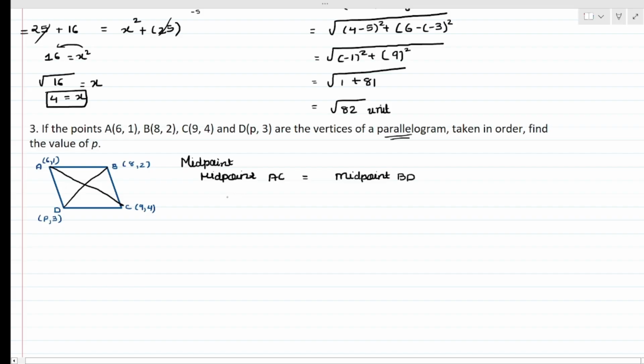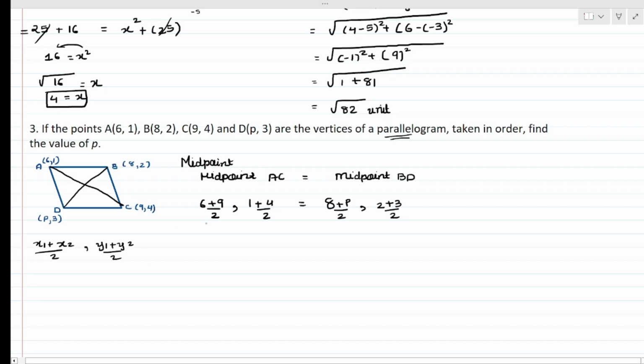Okay, so we will write the midpoint formula. What is the midpoint formula? X1 plus X2 upon 2 and Y1 plus Y2 upon 2. So, for AC, this becomes X1, this becomes X2. That means 6 plus 9 upon 2 for the coordinates of X, and for the coordinates of Y, it will be 1 plus 4 upon 2. Same way for the midpoint of BD, 8 plus P upon 2, and for the y coordinate, it will be 2 plus 3 upon 2.